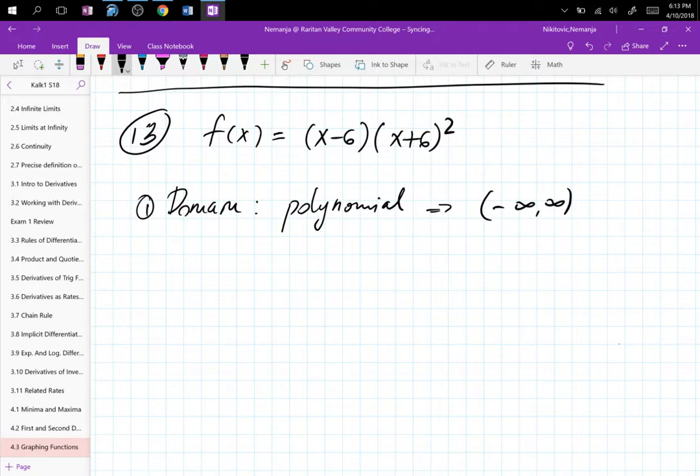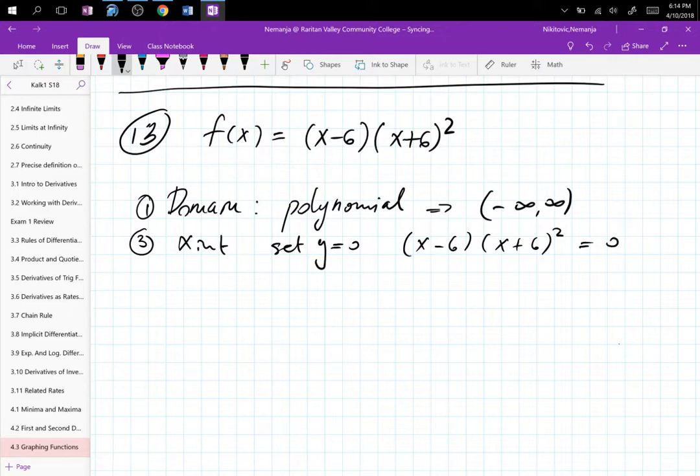I said skip the range. So number 3, x-intercept, set y equal to 0. So we have x minus 6 times x plus 6 squared equal to 0. Well, we use the zero product rule. Aren't we lucky over here? So x minus 6 equals 0, and x plus 6 equals 0. So x equals 6, and x equals negative 6, M2. What does that mean? That means that it's multiplicity 2. There are 2 roots there.